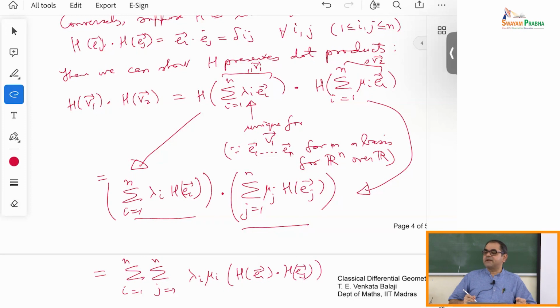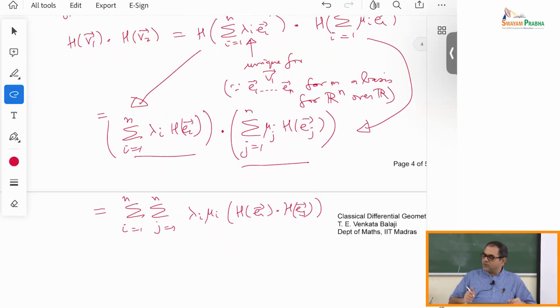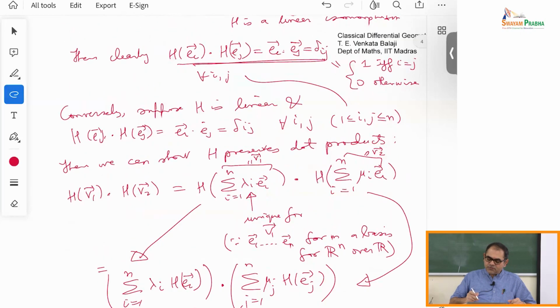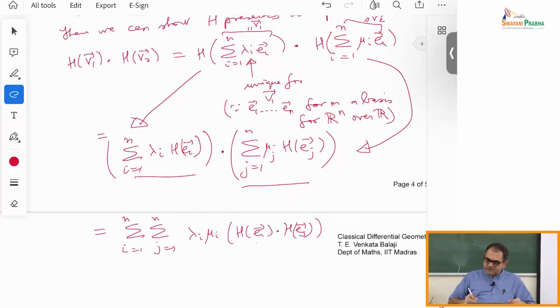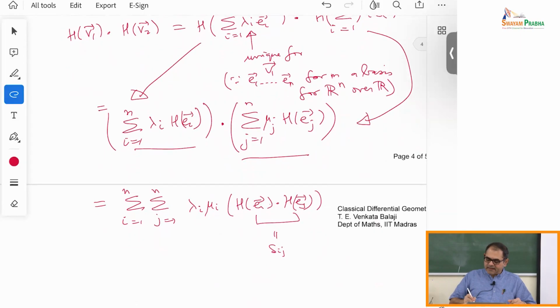This is because the dot product is distributive over sums, and in the dot product you can pull scalars out. But what have you assumed? You have assumed H Ei dot H Ej is Ei dot Ej, which is delta ij. Therefore this quantity is actually delta ij by assumption, and by the way, sorry, the thing outside should be mu j here. This delta ij survives only when i equals j. So basically this will sum out to summation i equal to 1 to n lambda i mu i, which is V1 dot V2.